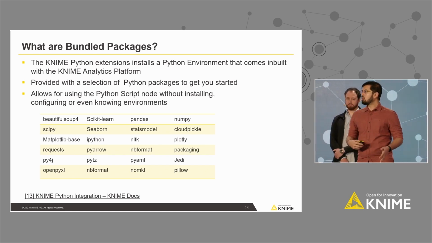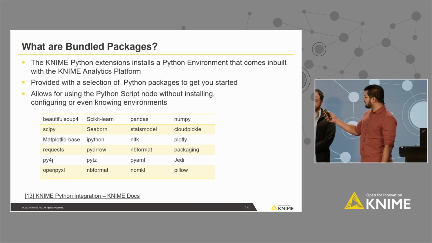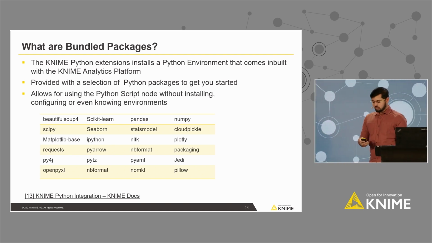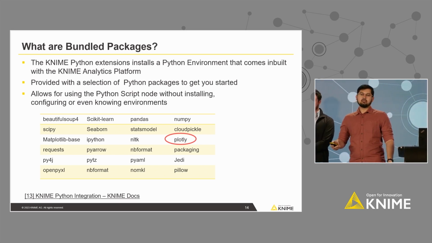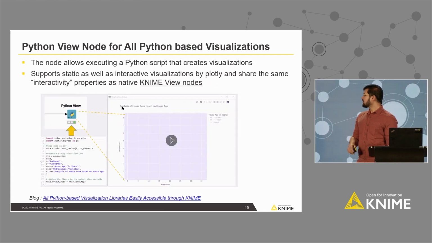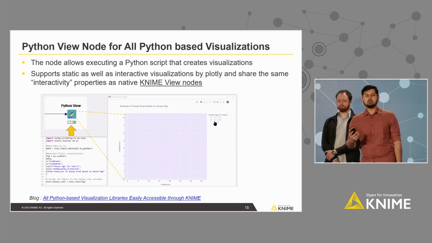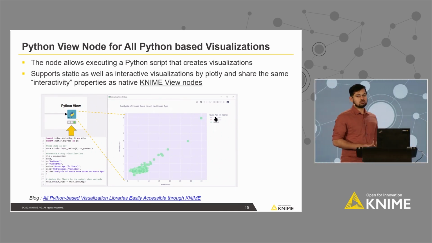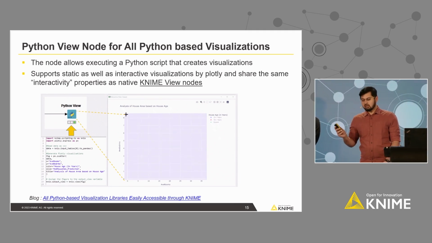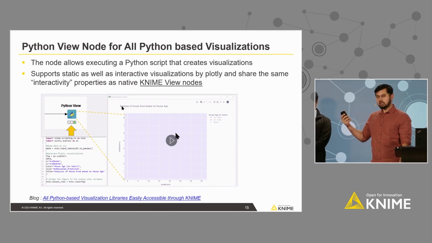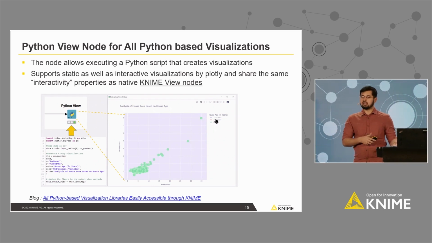First of all, if you want to do something with web scraping, then we have Beautiful Soup. On top of that, we provide some packages for machine learning. Also, we provide visualization packages, which are Plotly, Matplotlib, and Seaborn. Talking about visualizations, recently with Knime 4.7, we released the Knime Python View node. This node is capable of creating all Python-based visualizations inside Knime Analytics Platform. For example, in this slide, with the Python View node, I am using the Plotly package, which is available in my bundled packages.